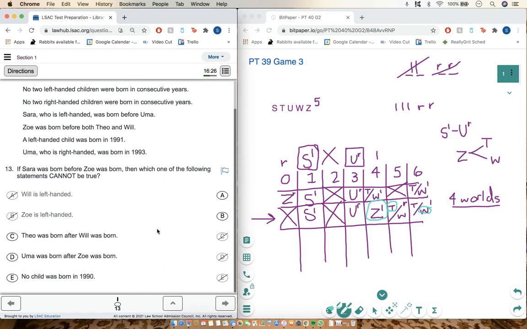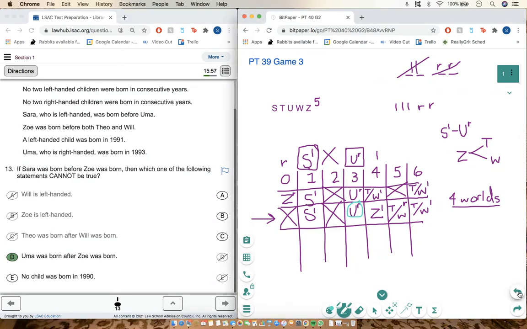Theo was born after Will was born. Well, Theo can be born after Will, if we select Theo here and Will here, right? In this scenario, Theo can be born after Will. Uma is born after Zoe. So they're saying, hey, can Uma be born after Zoe? No. We know that Uma has to come before Zoe in this scenario, so that would be our answer.